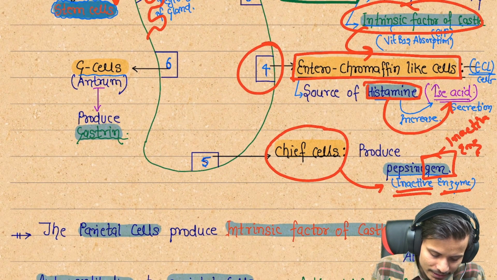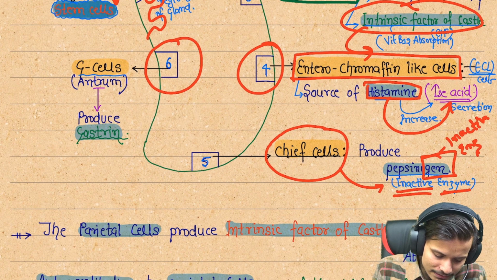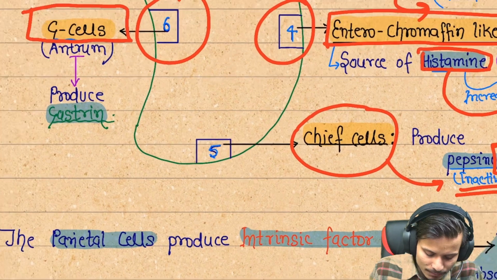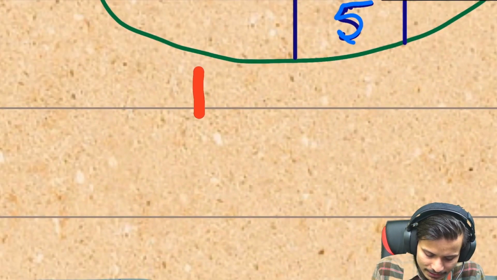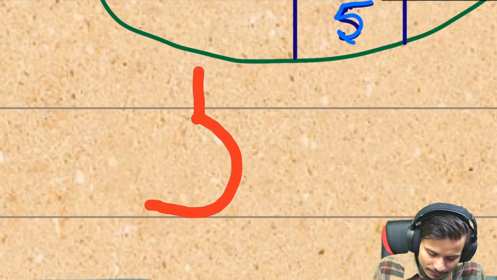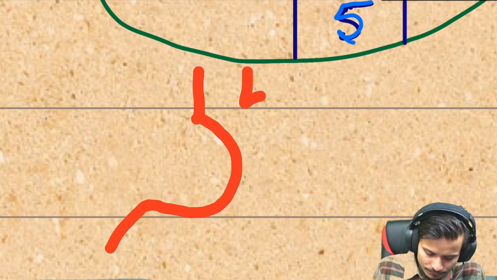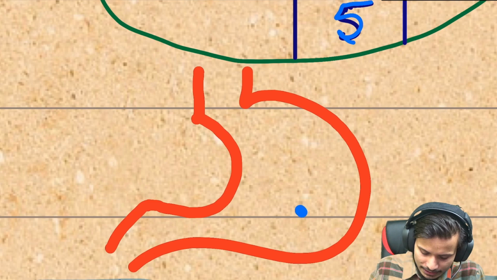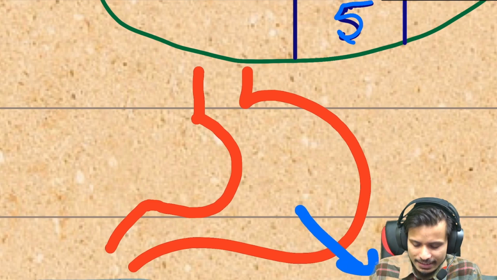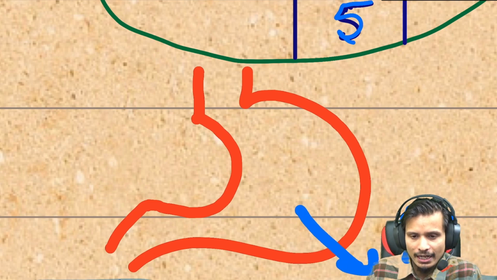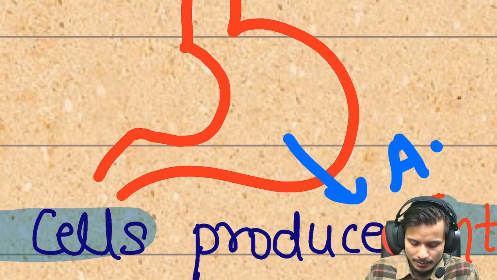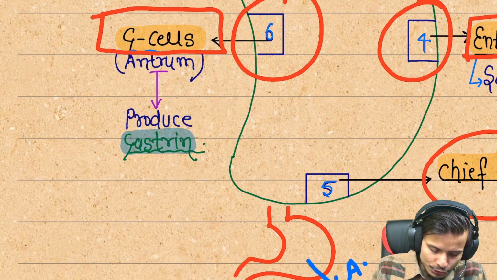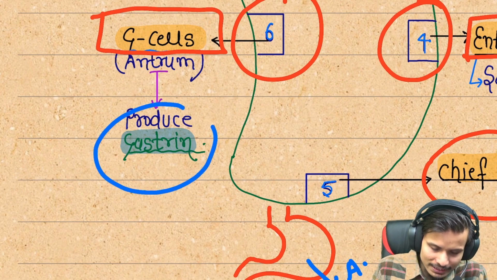Next we can see cell number 6, the G cells. G cells are present mostly in the antrum of our stomach. Suppose this is our stomach. In the antrum part of the stomach, these glands are present, and this is the antrum. This G cell is going to produce gastrin.